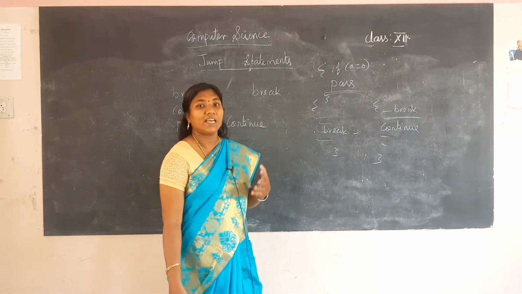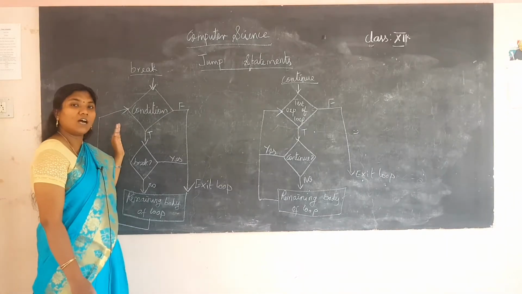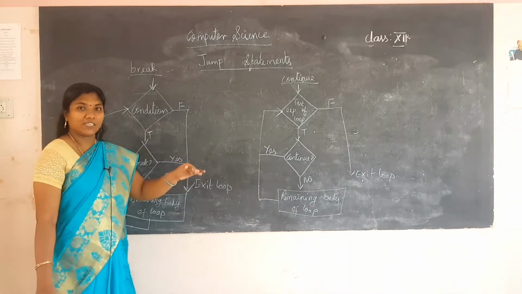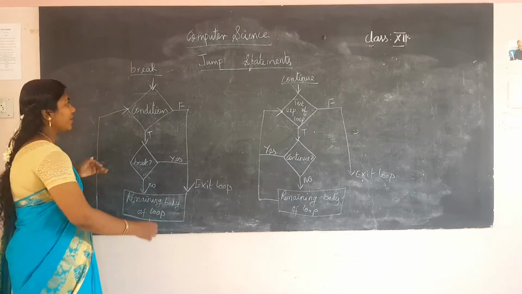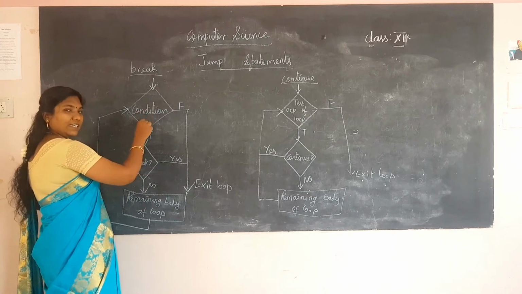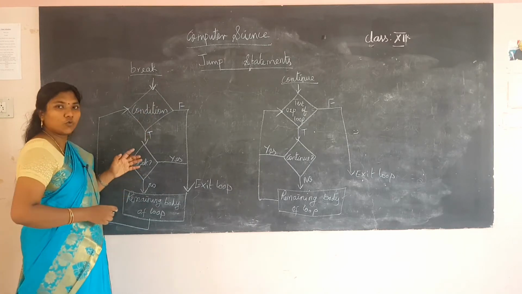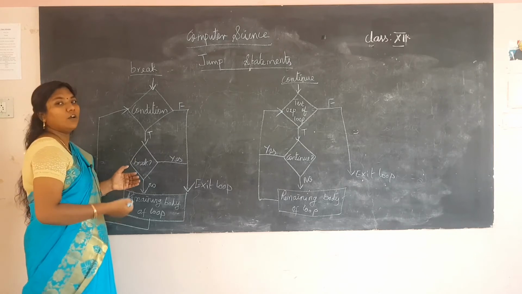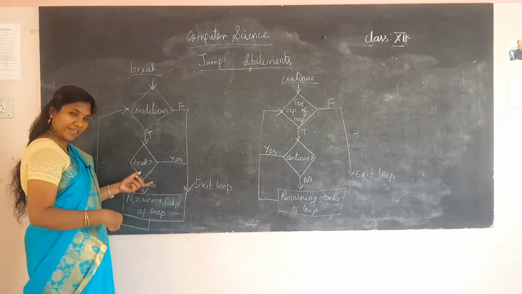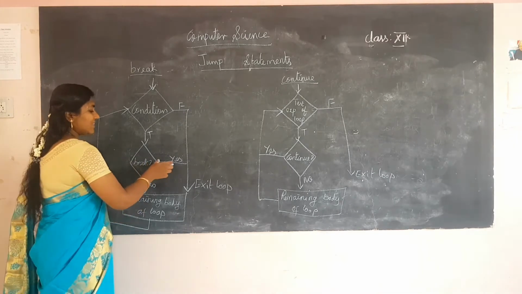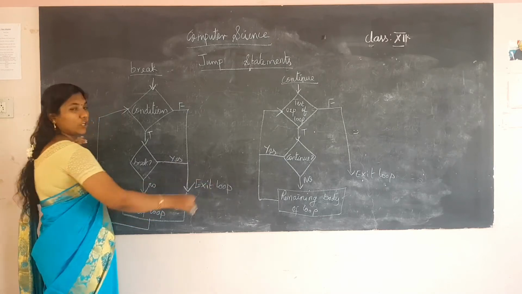Now we will see the execution of this. This is the flow chart of how the break statement and continue statement work. For the break statement, while the program is executing, it will check the condition. If the condition is true, only then will it get inside the block statement. Inside the block, if you have a break statement, it will move and go to the exit loop.